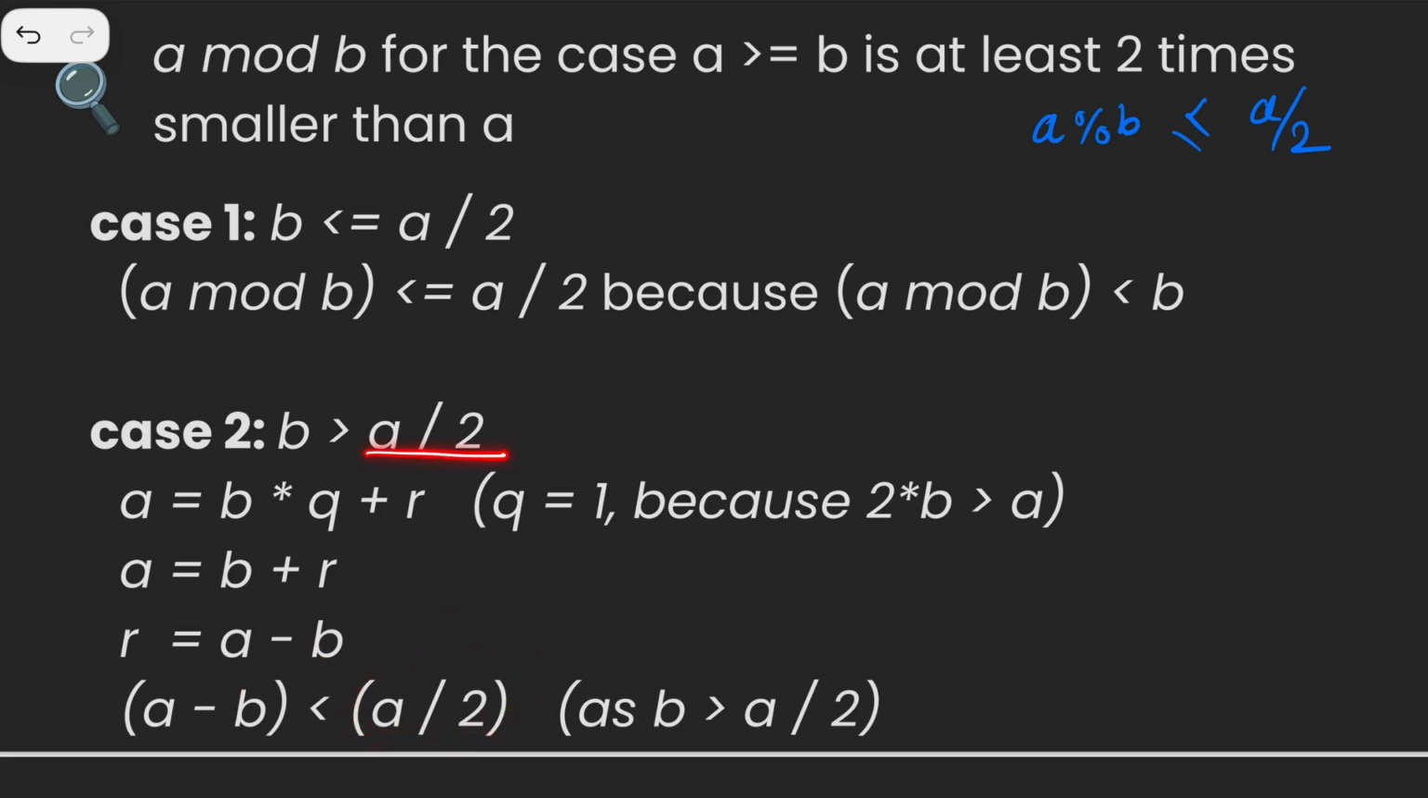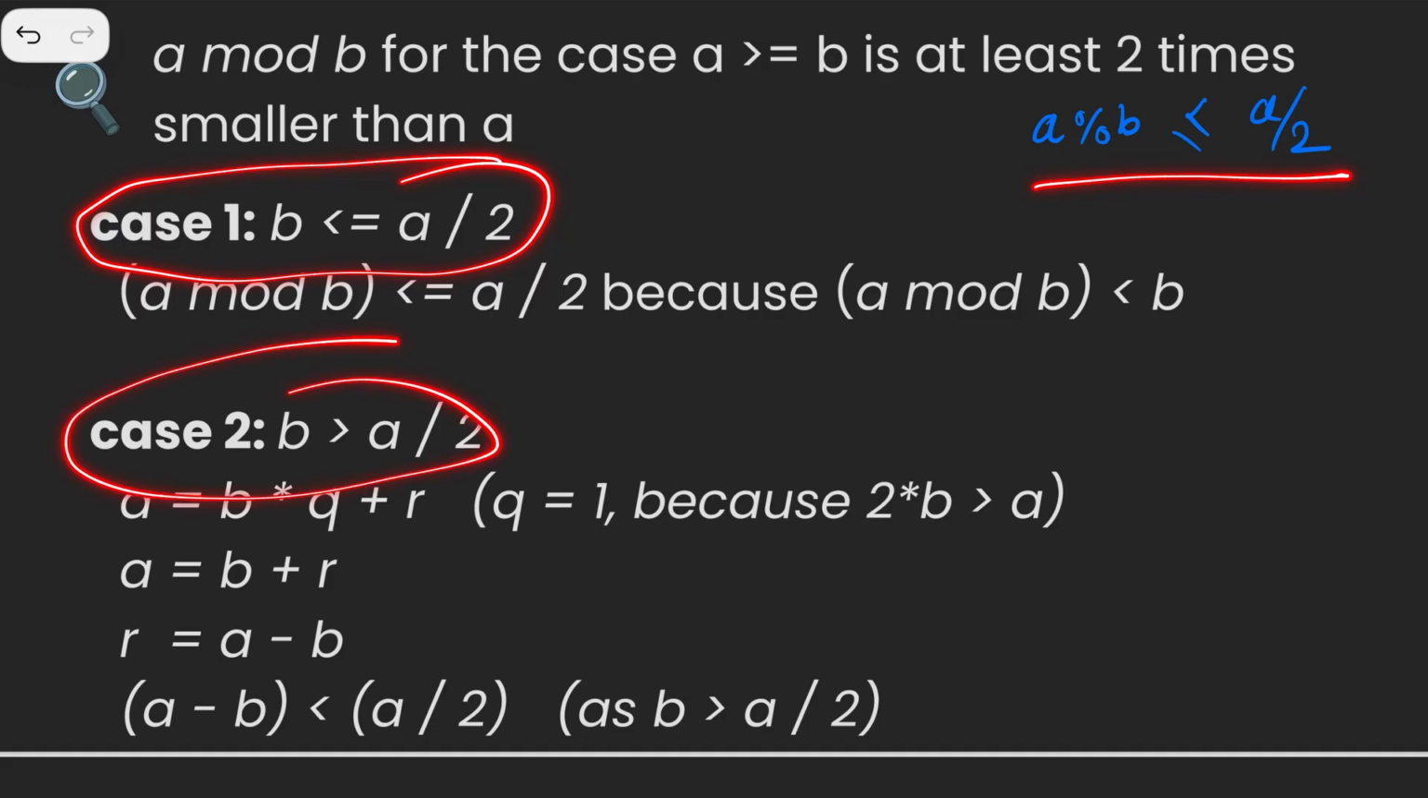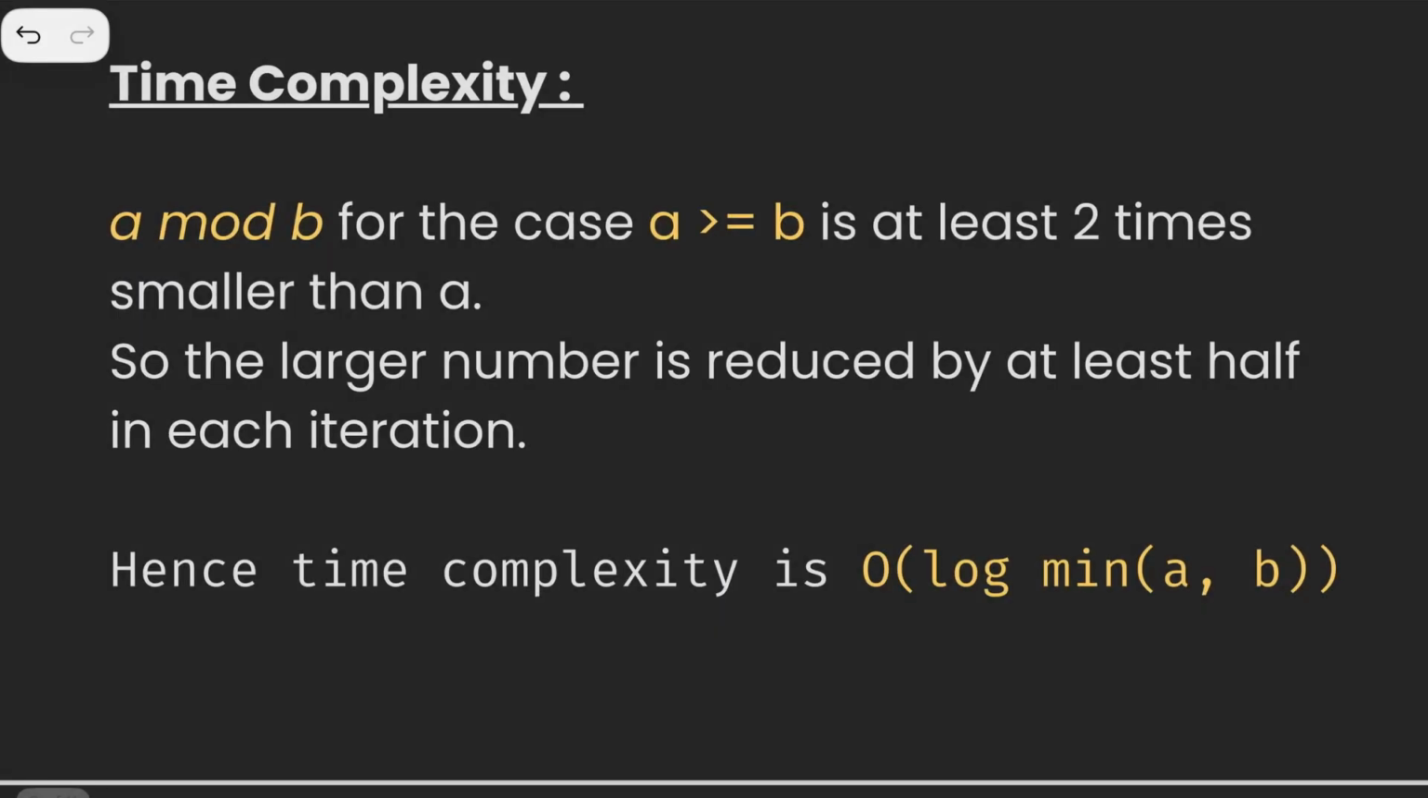How? Because B is greater than A by 2. So A minus B, but B is actually greater than A by 2. That's why A minus B will be less than A by 2. So this particular observation is proved by taking these 2 cases. I hope this is clear. So time complexity will be O of log minimum of A comma B.